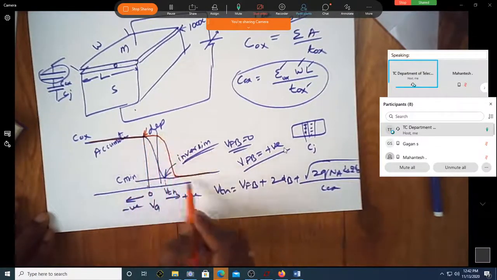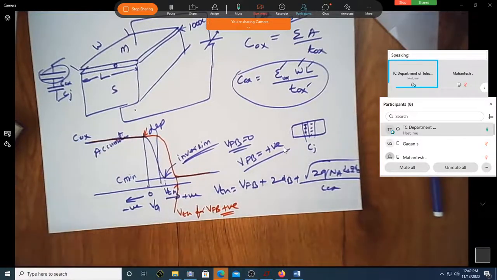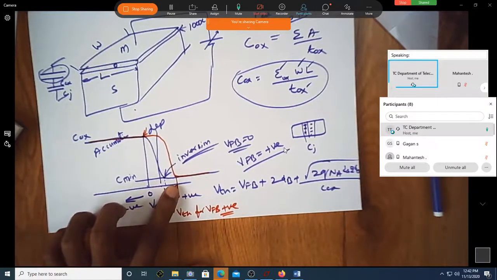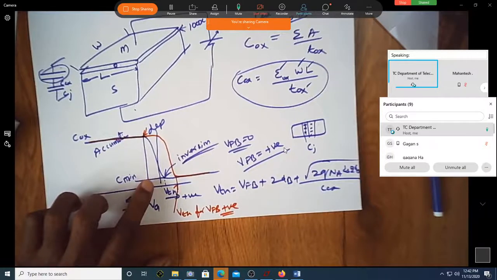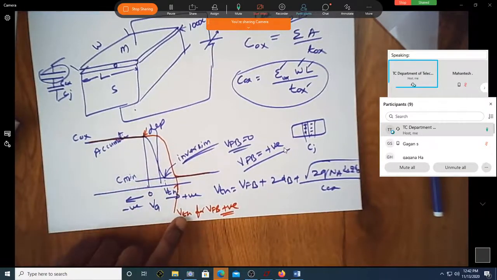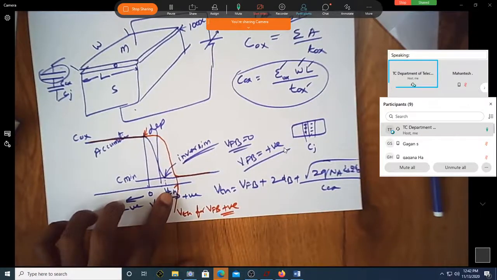Why is this extended? Because now this is VTH for VFB positive. Can you see your entire CV characteristics move towards the right side when VFB is positive? What does this mean? The inversion region happens at a larger voltage, meaning the MOSFET starts conducting at a larger voltage. That means VTH is more than the earlier one with VFB equal to 0.